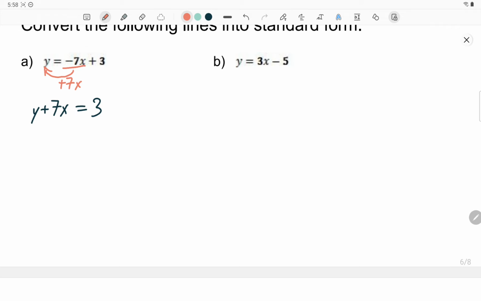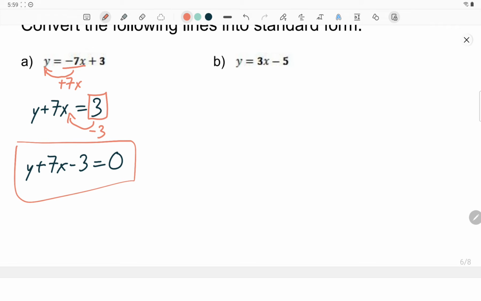And we're going to try to get it into our version of standard form. So we want to move this 3 over too. So we need to move it to the left. And if we're moving it to the left, that 3 is going to become minus 3. So it's going to be y plus 7x minus 3 equal to 0. Once you have that, this is standard form. So no extra work is needed. You don't need to solve anything. We just want to move parts of the equation over to the other side.